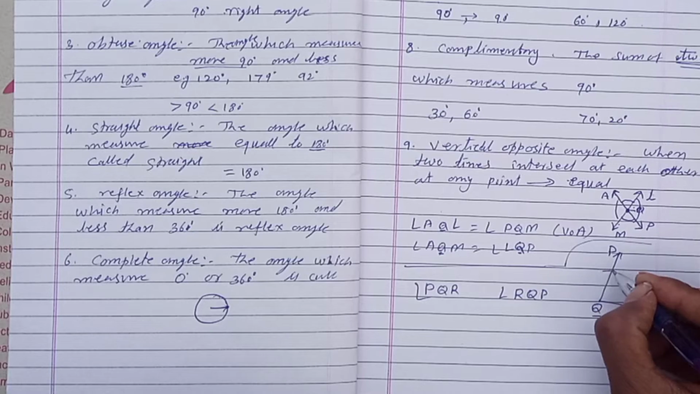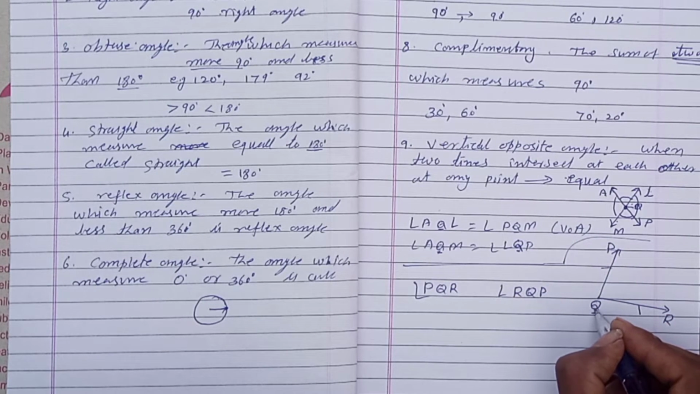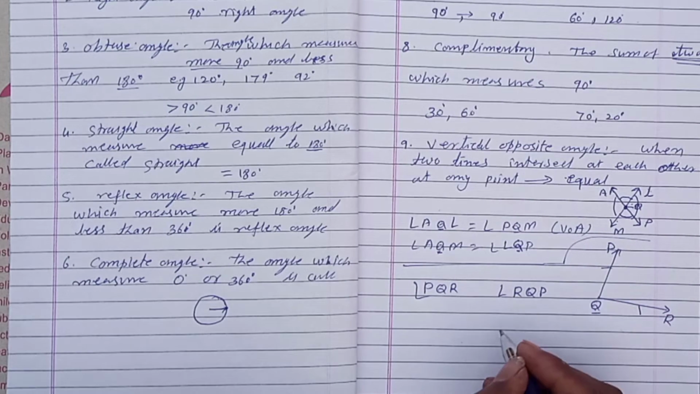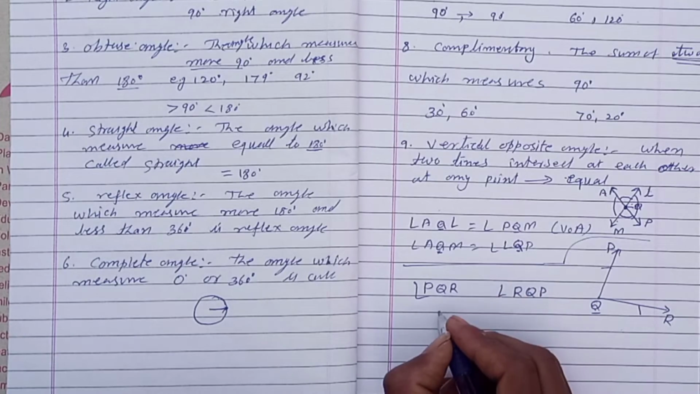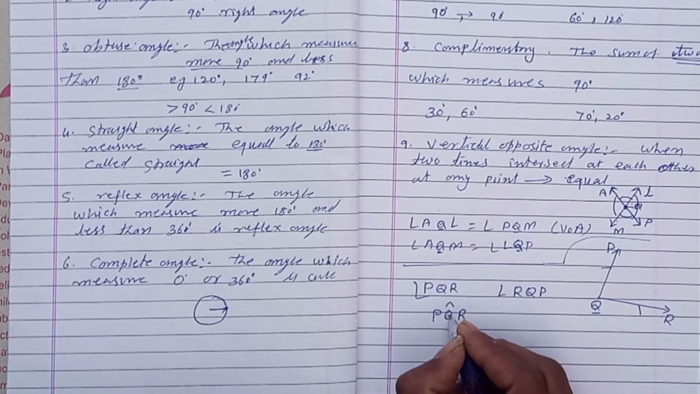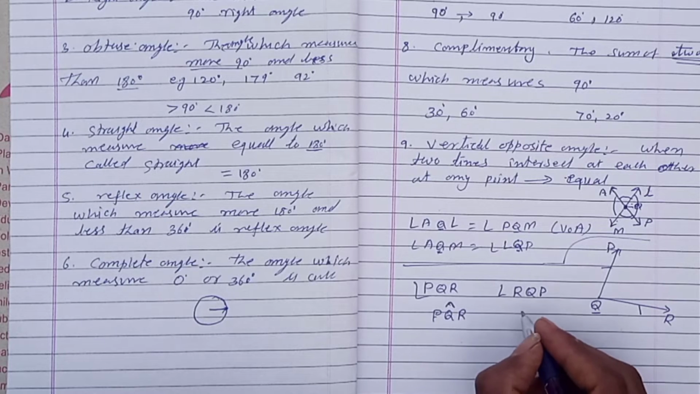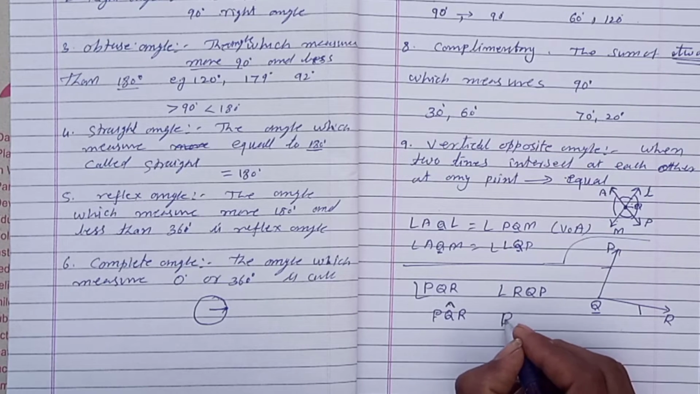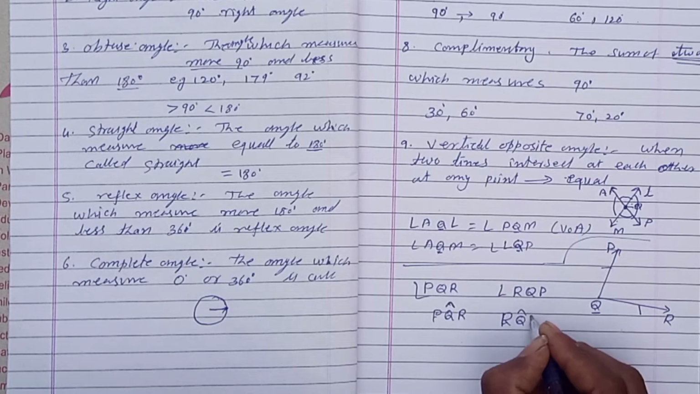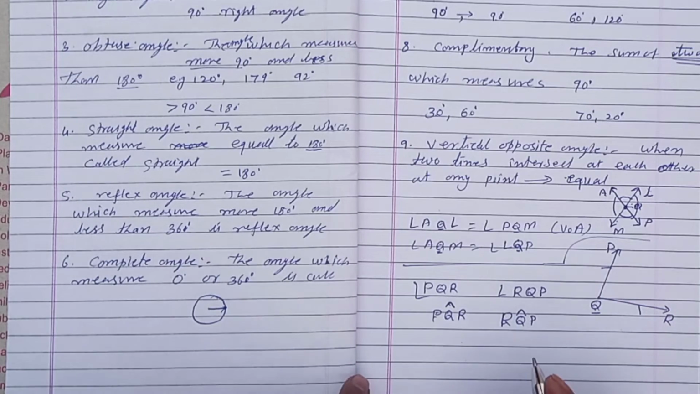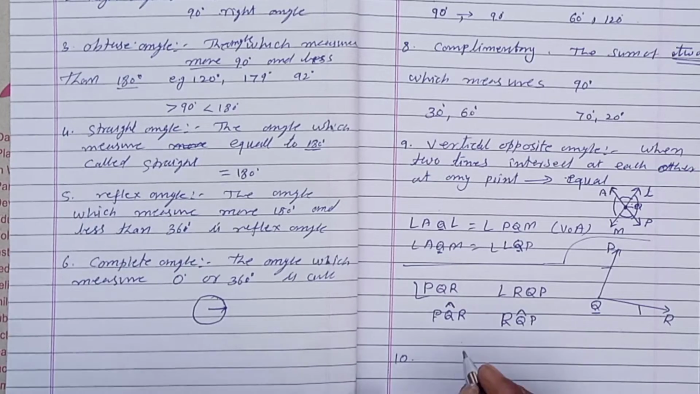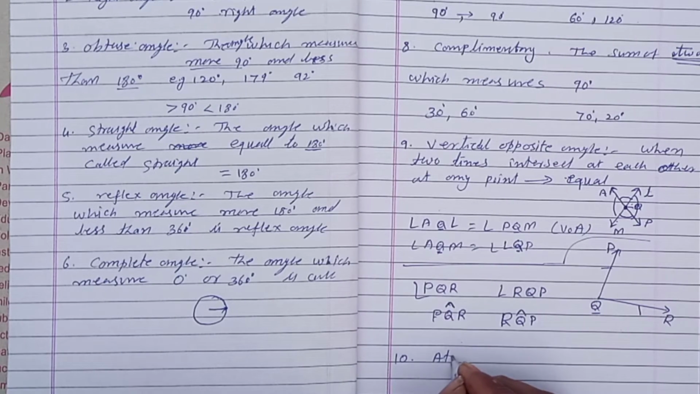These are called the arms. This vertex always comes in the center. This is one way. Another way we can write like this also: angle PQ cap R. This Q cap is called the angle. It can be written like this also: R Q cap P. This denotes the angle.